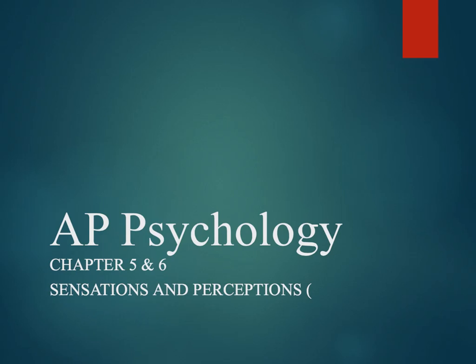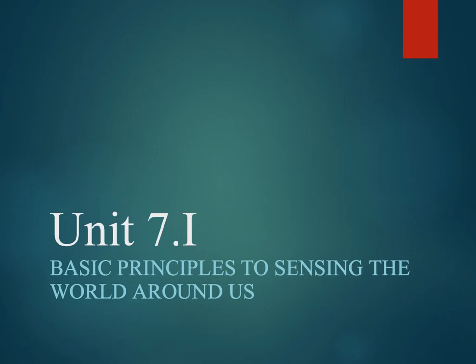This is going to be chapters 5 and 6, Sensations and Perceptions. This is a really fun unit. We're going to be talking about how we process the world around us through all of our senses, such as vision and sight, and how we turn the world around us into neurological code and then create perceptions and opinions about the world around us. So that's going to be the main focus for this unit. Again, Unit 7, Sensations and Perceptions. This is about 6 to 8% of the exam, so this is a pretty big chunk.